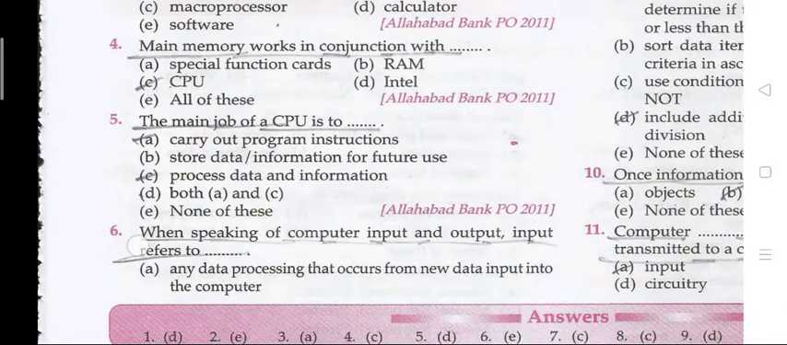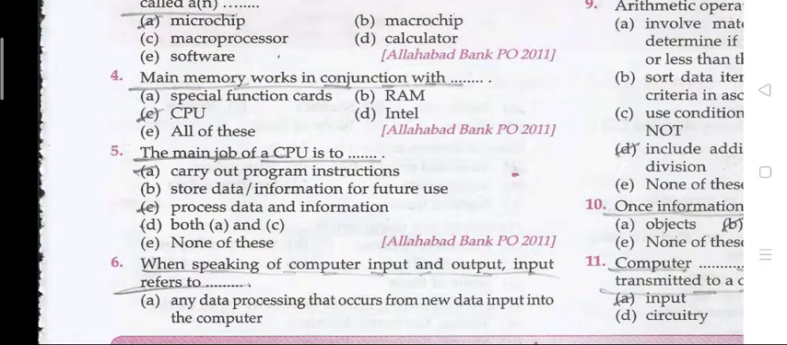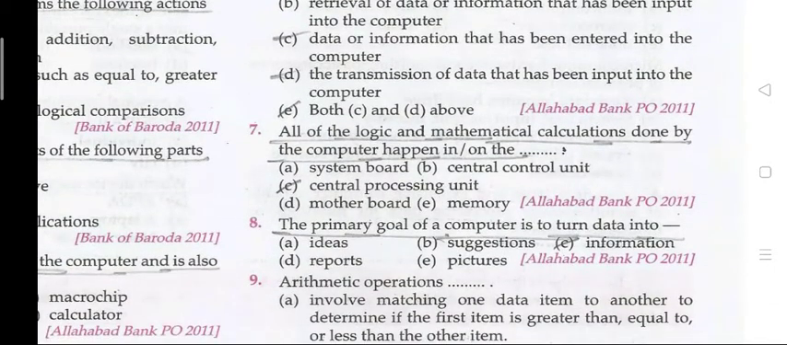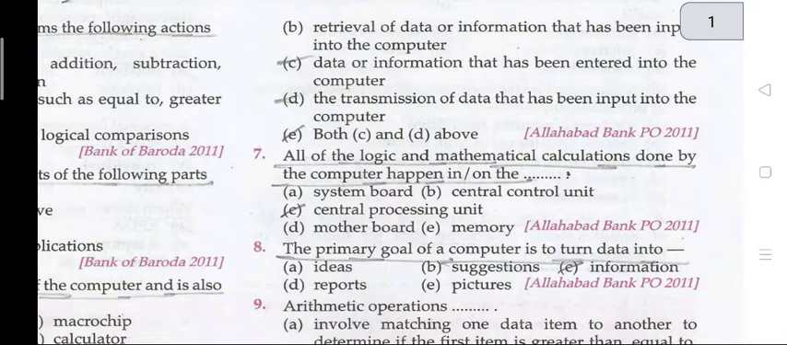The question number fifth is the main job of CPU is to. The main job of CPU is to process data and information. The question number six is when speaking of a computer input and output, input refers to. What is the right answer? That is both C and D above. C, data or informations that has been entered into the computer. D, the transmission of the data that has been input to the computer. Right answer is both C and D above.